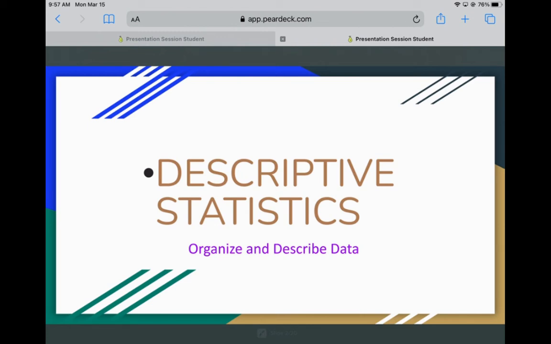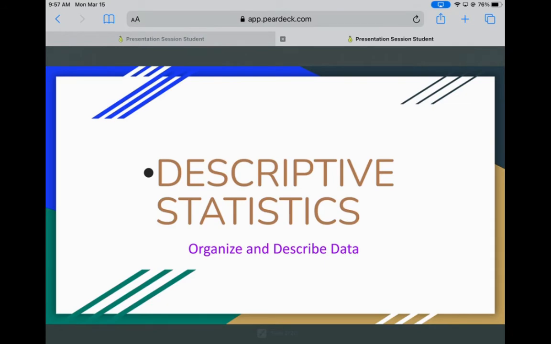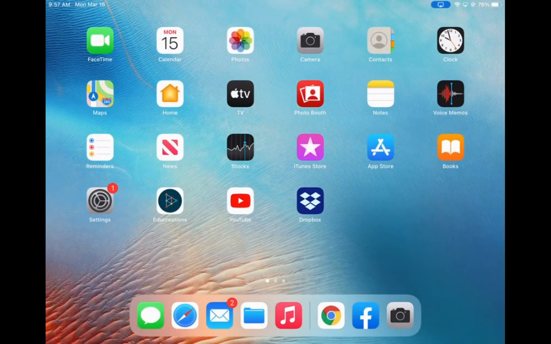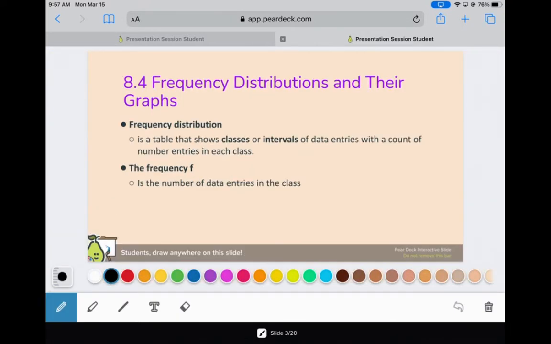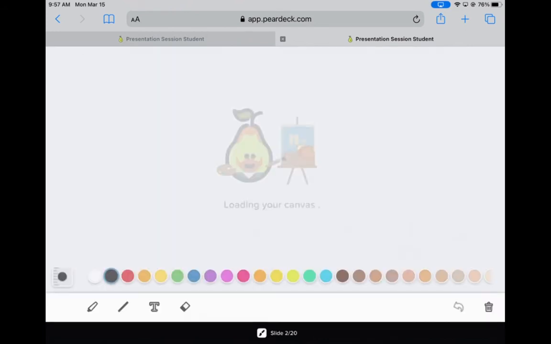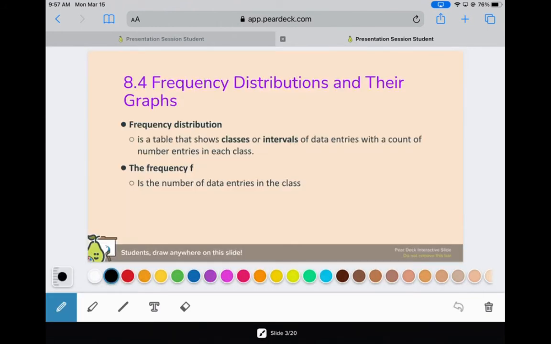Right, so we talk about Unit 2. Like I said, we're going to focus on how we're going to organize data. That's the focus for this lesson. The one thing that we'll look at is the graph, the frequency distribution in the graph.